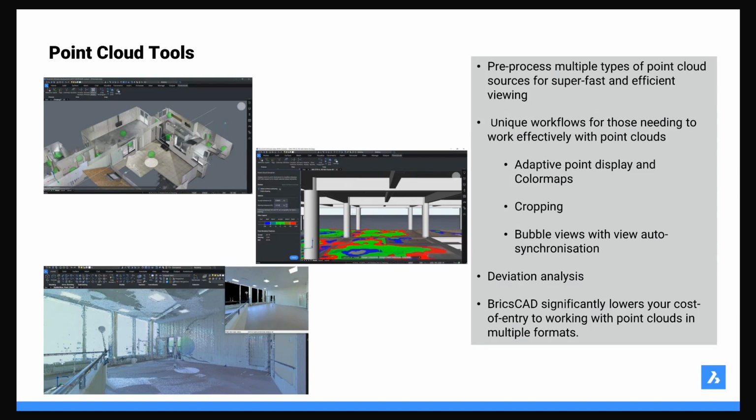Now, the other option that we get with Pro compared to Lite is the ability to pre-process multiple types of point cloud sources for super fast and efficient viewing. The way in which BricsCAD pre-processes point cloud data both reduces the point cloud size while increasing the point cloud performance. These unique workflows are for those needing to work effectively with point clouds. We've got adaptive point display, we can crop it, we've got bubble views, so much going on here. And Jacob's going to scratch the surface here, but it's going to be a great demonstration.